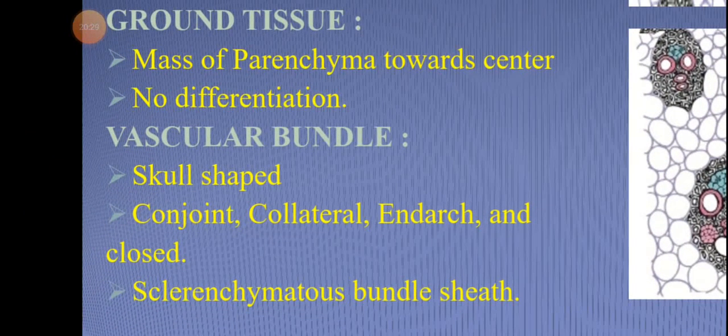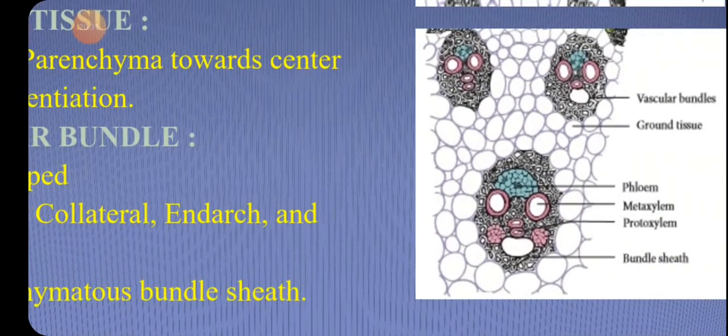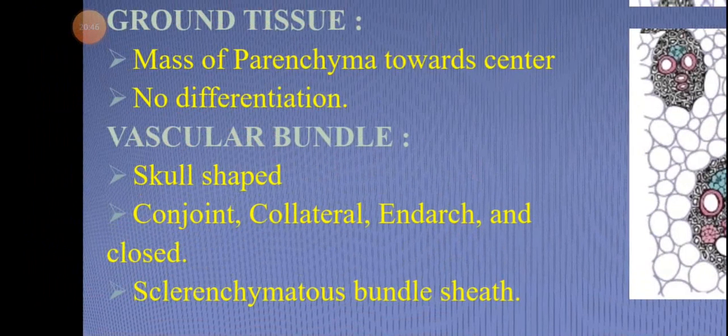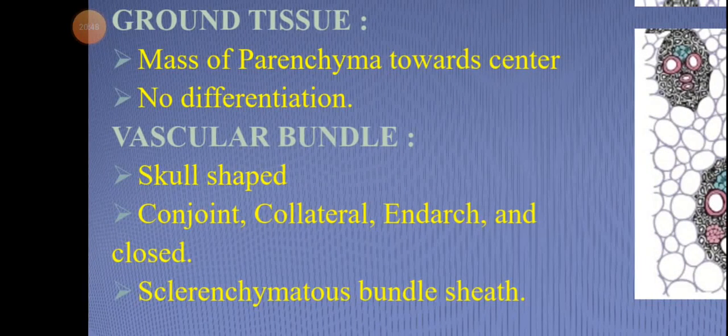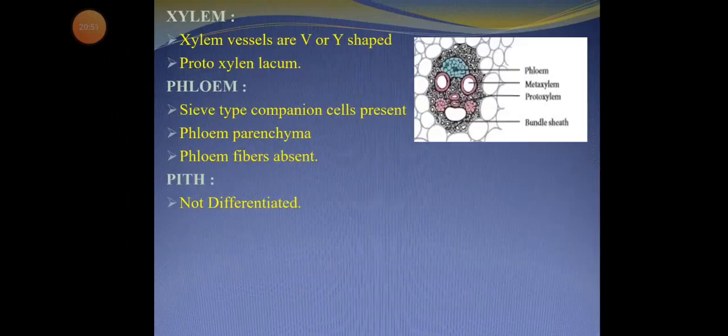Then the sclerenchymatous bundle sheath. Surrounding the vascular bundle, some sclerenchymatous cells are present. So that is a safety layer of the vascular bundle, so that it looks like a sheath also. So that is the sclerenchymatous bundle sheath.